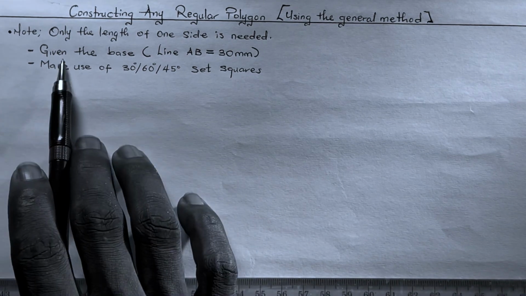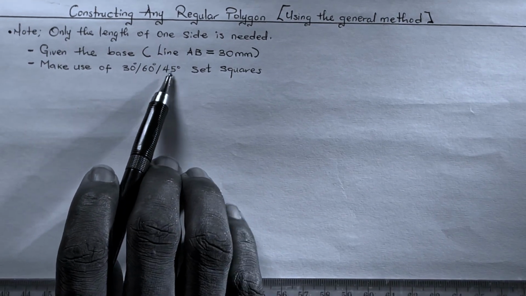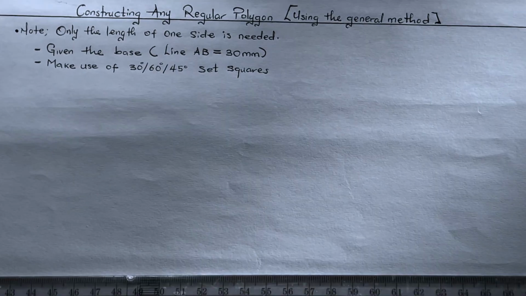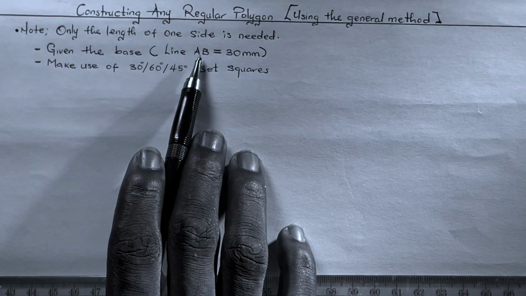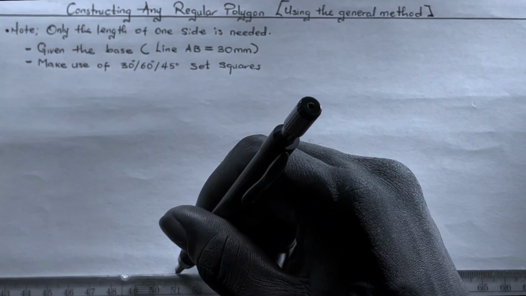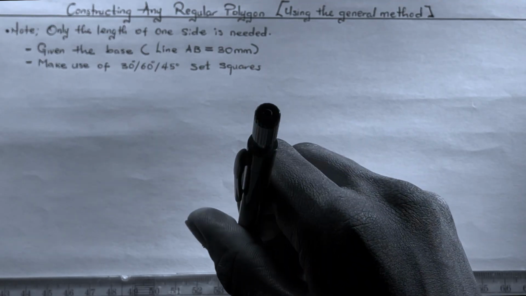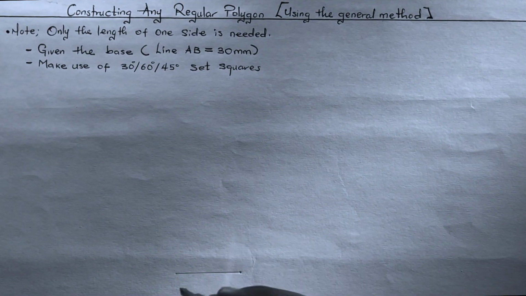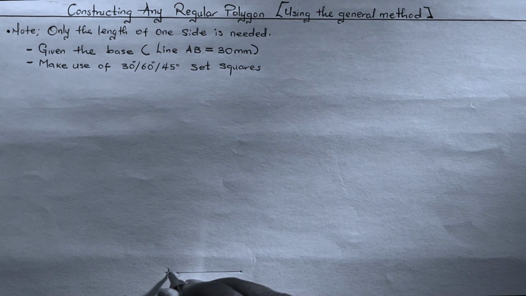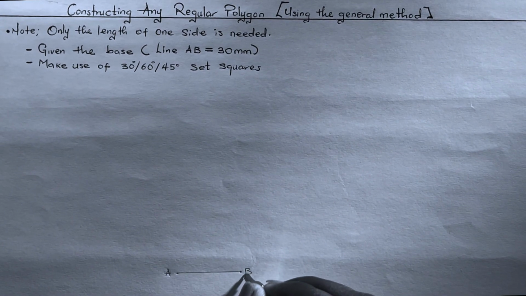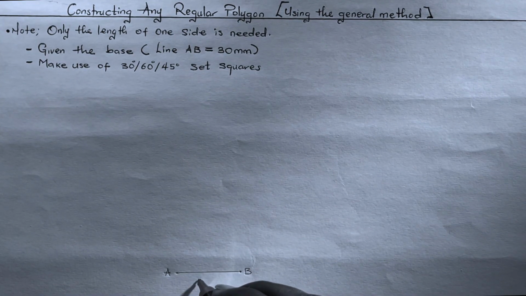And then we're going to be making use of the 30, 45 degree and 60-degree set squares here. Okay, so the first thing to do is to draw our baseline, which is AB, 30 millimeters. Our line AB, which is 30 millimeters.